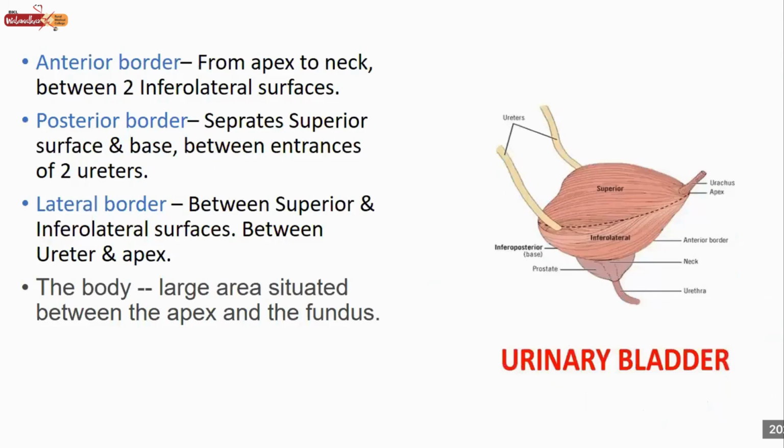So the approach is extraperitoneal, and you are not entering into the peritoneal cavity during surgery. Now coming to the anterior border, as I told you already, this is the border between the two inferolateral surfaces. The posterior border, you can see, joins the entrance of the ureters, and it separates the superior surface. The lateral border, the dotted one on either side, lies between the superior and inferolateral surface, and extends from the apex till the ureter. The body is a large area situated between the apex and the fundus.